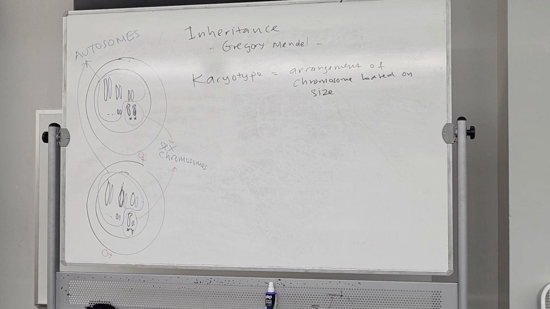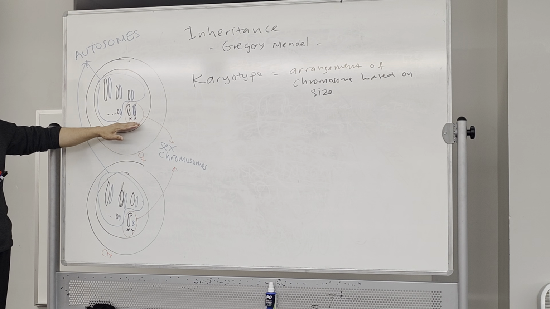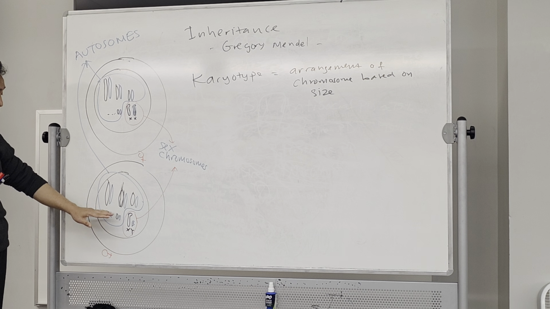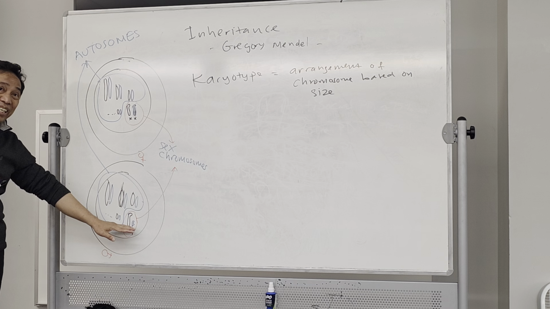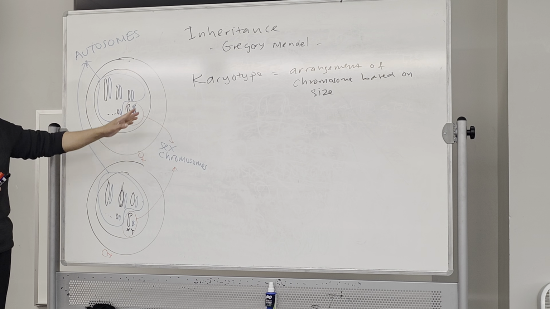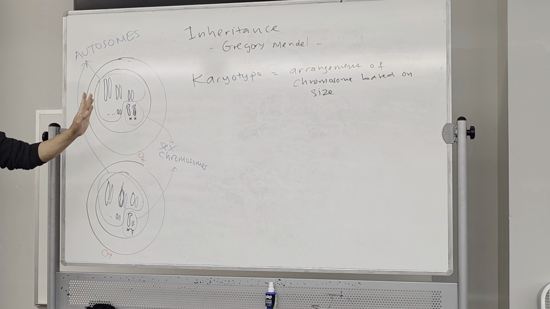Right? So every cell in your body will look like this. If you are female, then all cells in your body will have 46 chromosomes, and the pair number 23 will be X and X. If you are male, then you're going to have 23 pairs of chromosomes, and the pair number 23 will be X and Y. That's the rule. This is what we call the karyotype, the arrangement of chromosomes based on size.